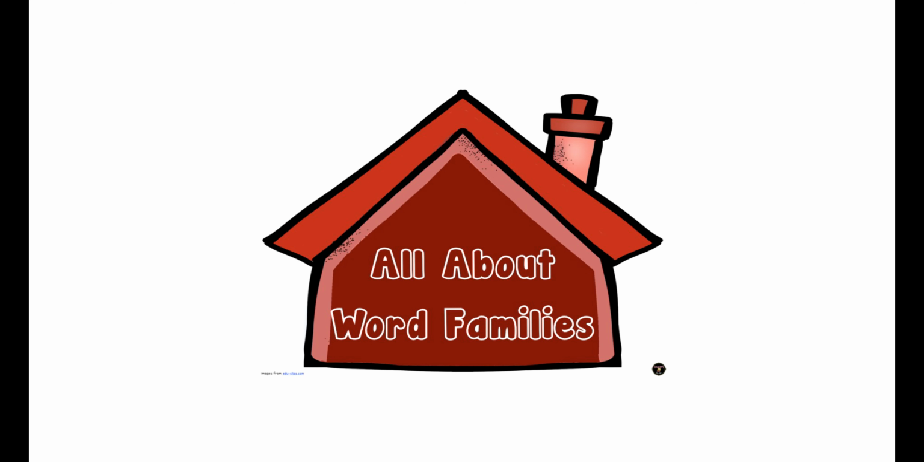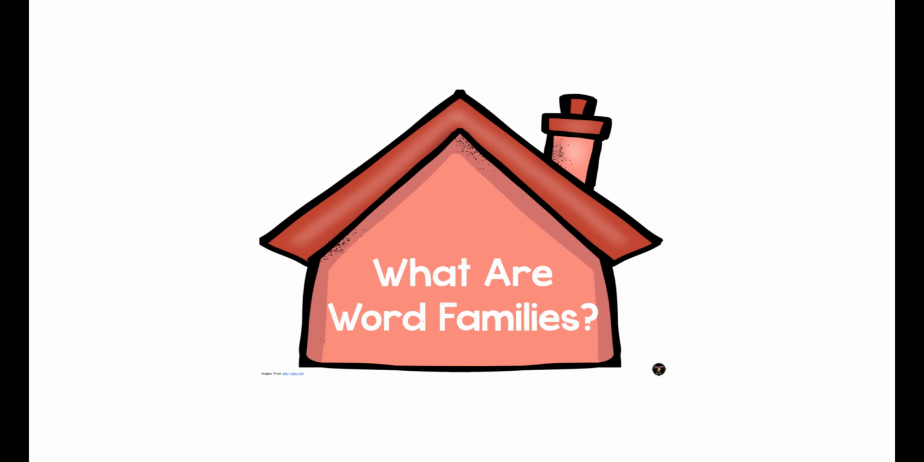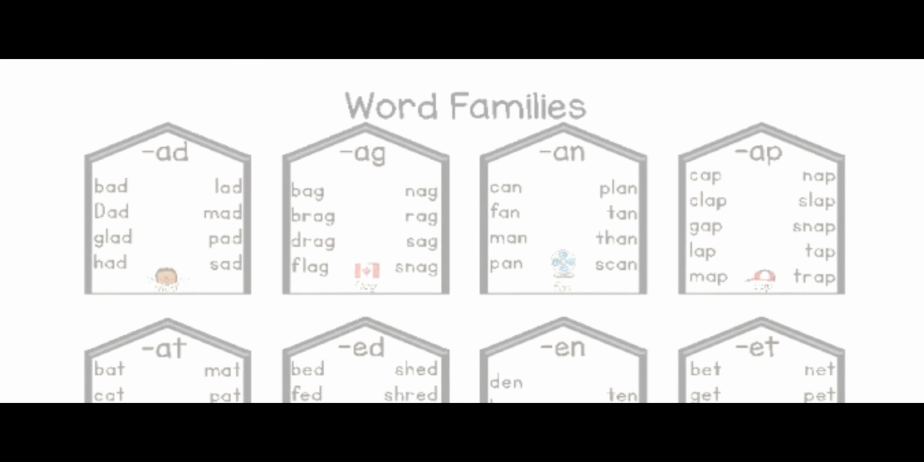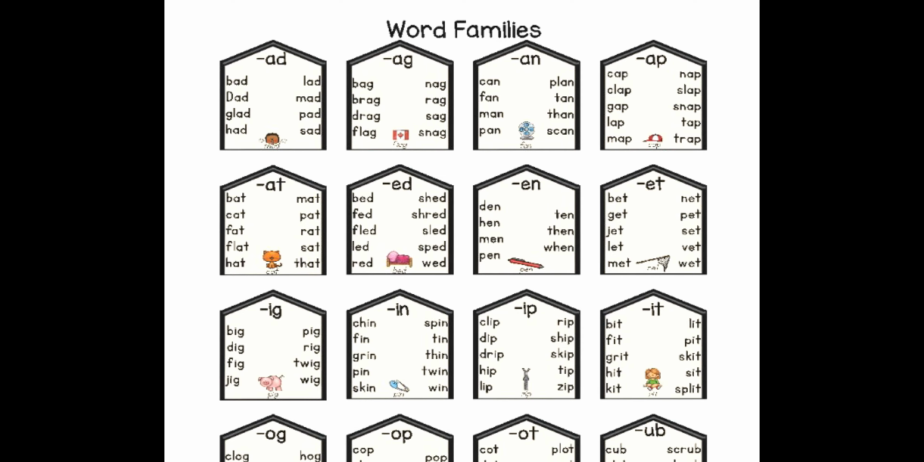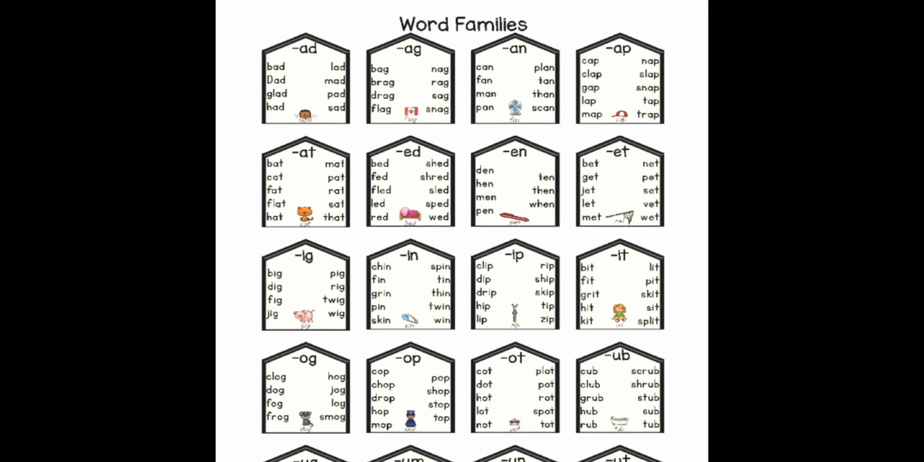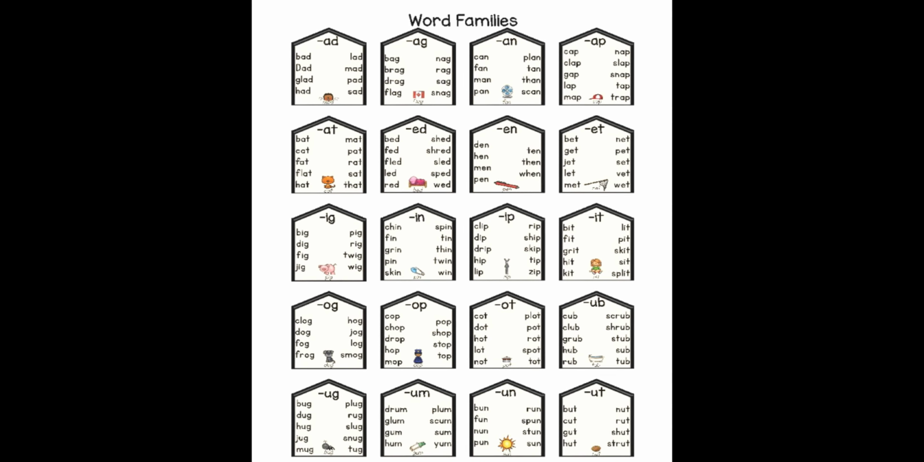Let's explore all about word families. Let's start with, what are word families? Word families are sets of words that have something in common, like a family. Lots of times, word families are words that all have the same ending. Words that all have the same ending all rhyme.